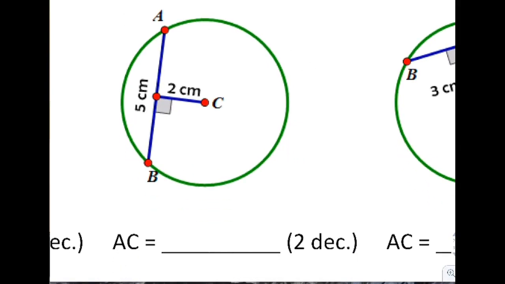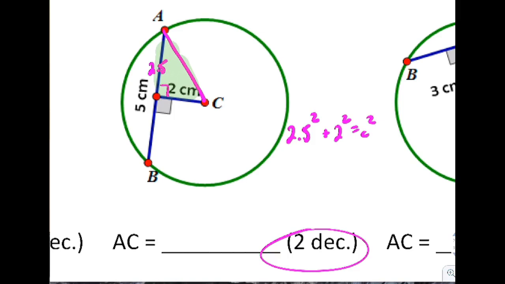And the next one, it wants us to find AC again. Similar situation, right? Right angle there. If this is 5, then that's 2.5. So it's just Pythagorean theorem with that little triangle again. A squared plus B squared equals C squared. Again, coming out to 2 decimal places.